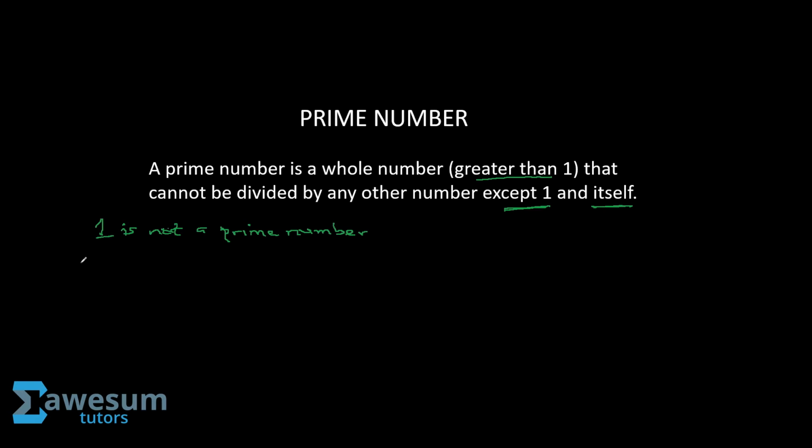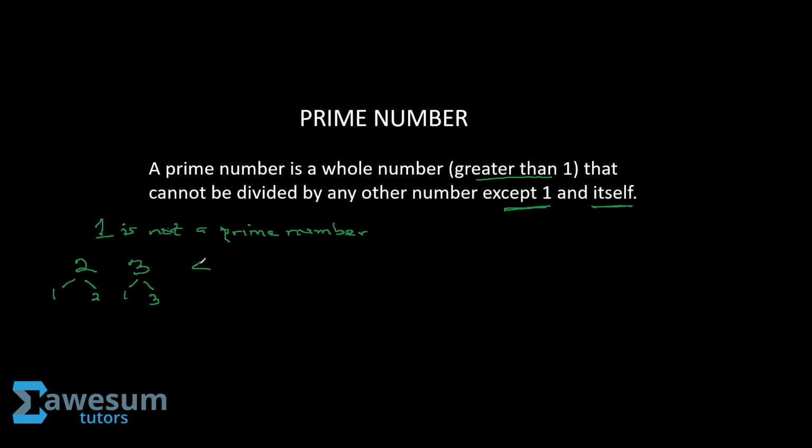Let's take 2. Is 2 a prime number? Remember, we said it should be divisible by 1 and itself, right? 2 can be divided by 1. It can also be divided by 2. That means 2 is a prime number. What about 3? 3 can be divided by 1. It can also be divided by 3. That makes 3 a prime number.